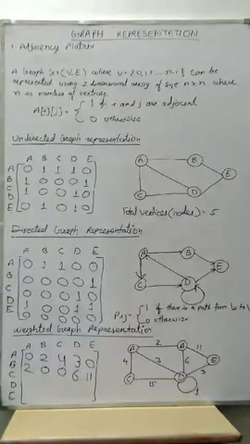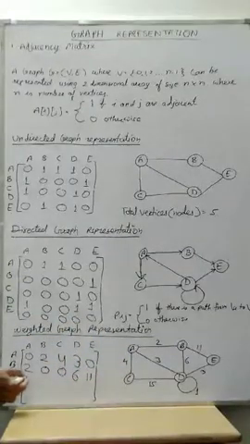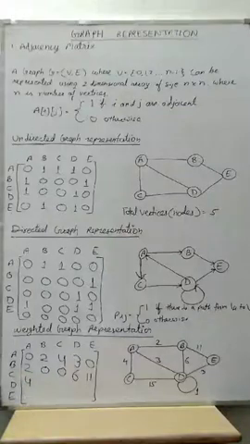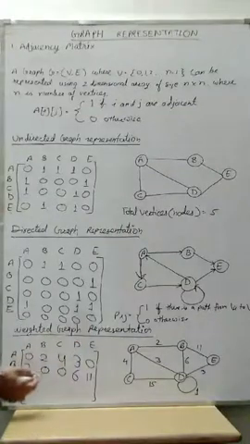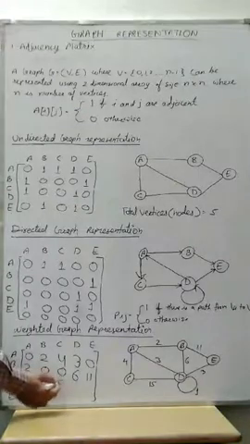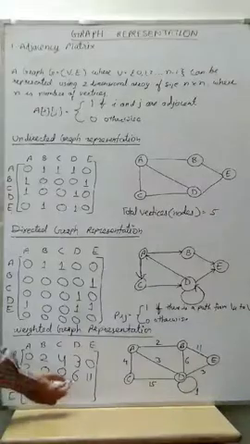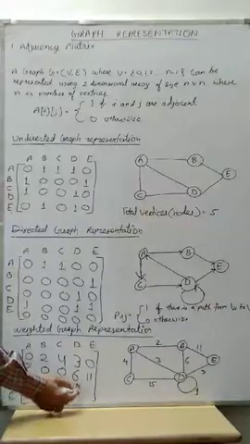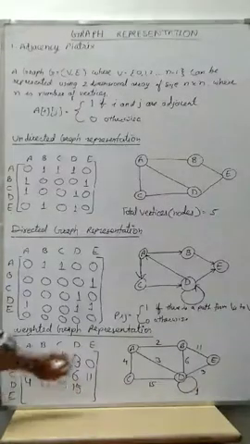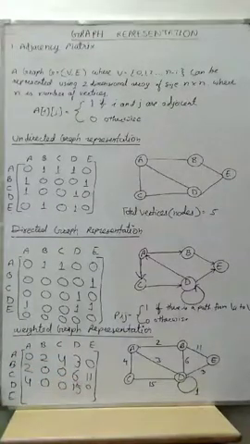Next row, C to A, yes, an edge is present between C and A. Put the weight of the edge. C to B, no direct edge. C to C, no edge. C to D, yes, the edge is there and the weight is 15. C to E, there is no edge. Next, D.